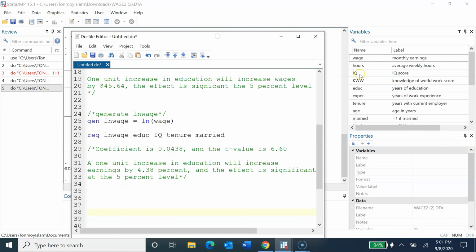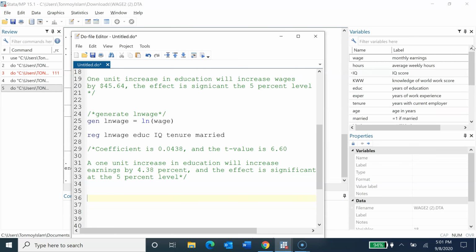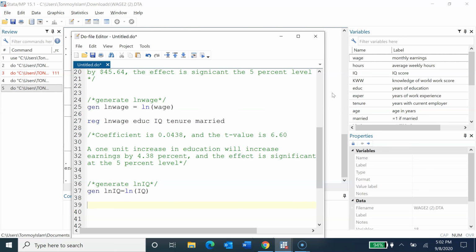Now let's look at a log level or a level log regression. So let's say instead of looking at IQs, let's create a natural log of IQs. So we can say gen ln IQ equals ln of IQ. And let's run our regression.